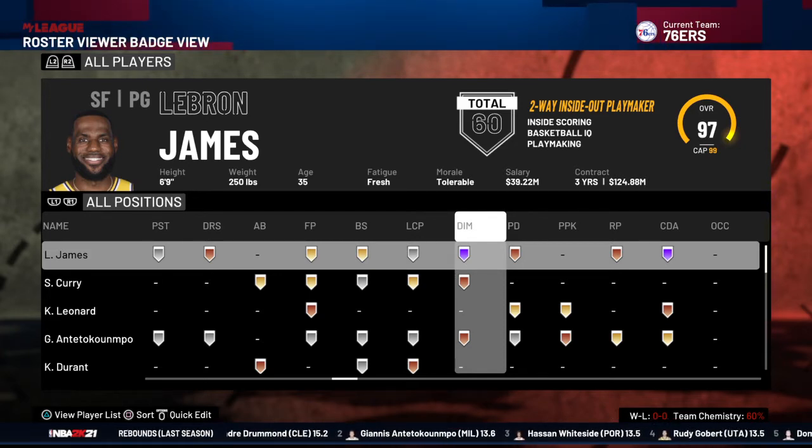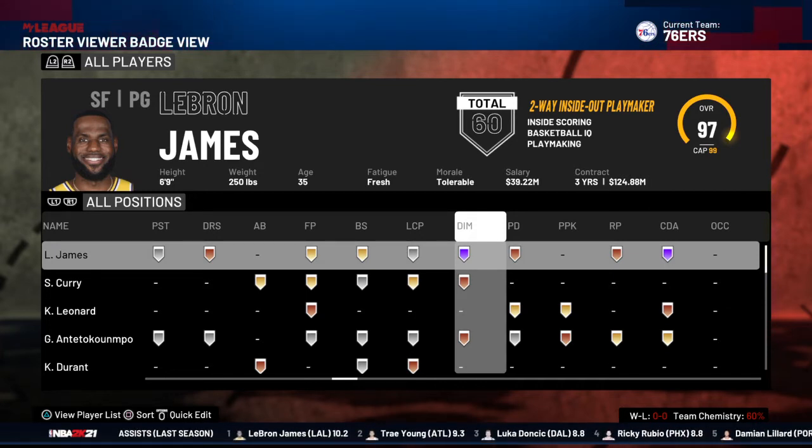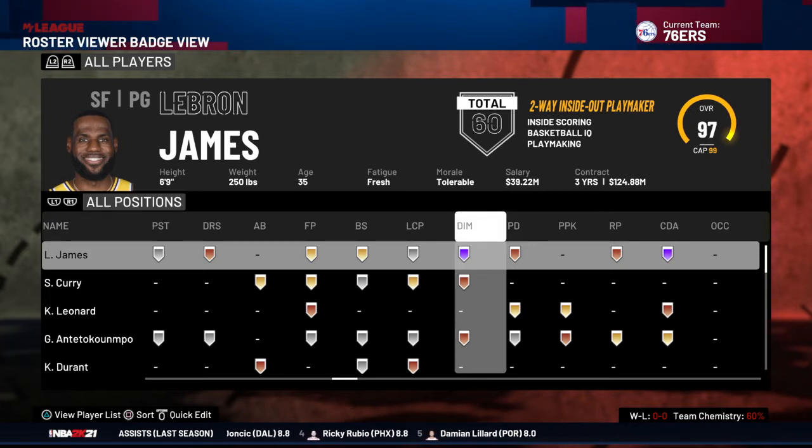That's up for debate, but you have to question, was LeBron James from this current season or the last season that's been played a Hall of Fame level Dimer for that season? No other versions of LeBron James have Hall of Fame Dimer. This is the only one that has it. So you have to definitely question whether you guys think that's accurate or not.